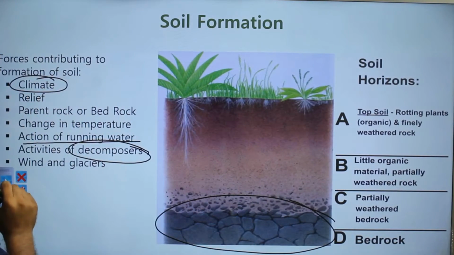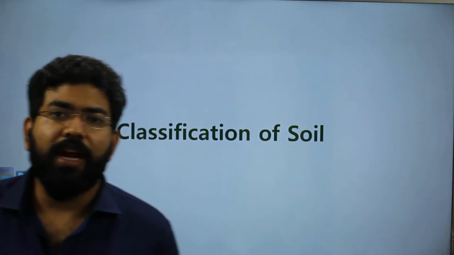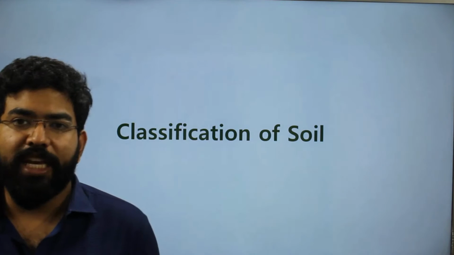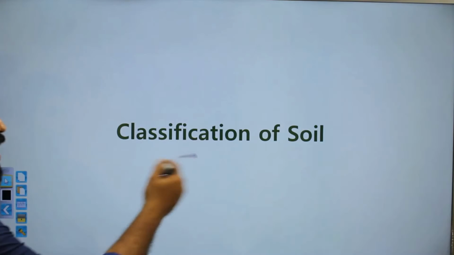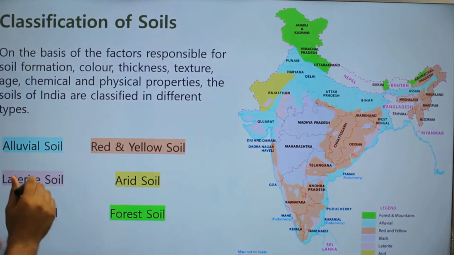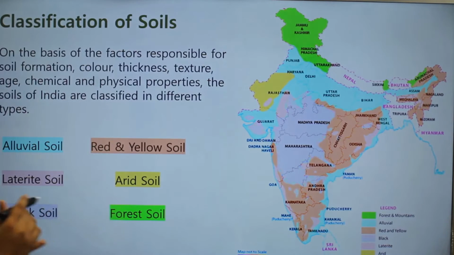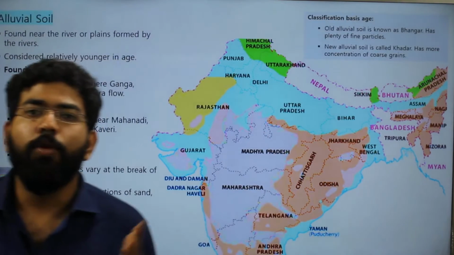So these are the various factors. Now, depending on the various factors and the location, you have different types of soils in India, which are six: your alluvial soil, your red and yellow soil, your laterite soil, your arid soil, your black soil, and your forest soil. We'll discuss each of them individually. So let's look at our alluvial soil.